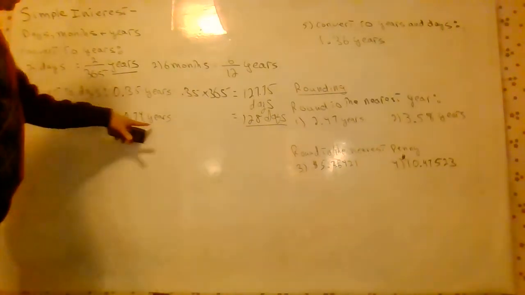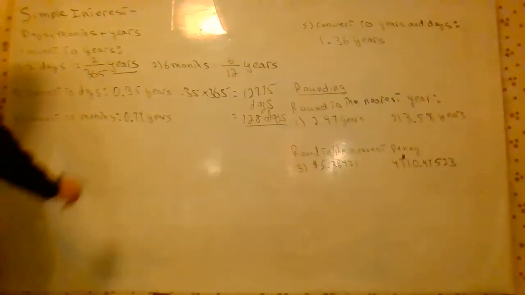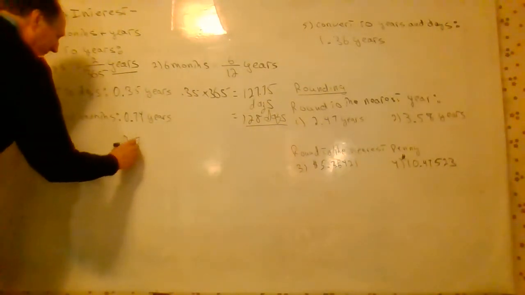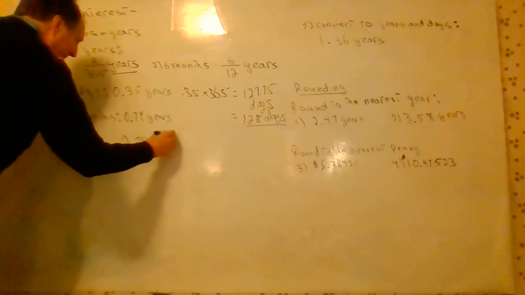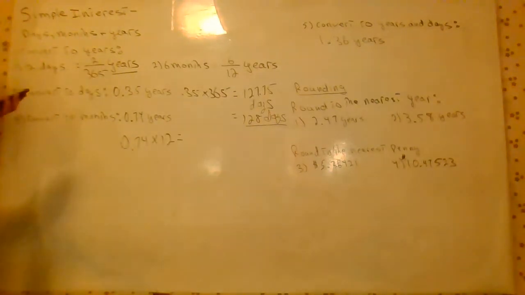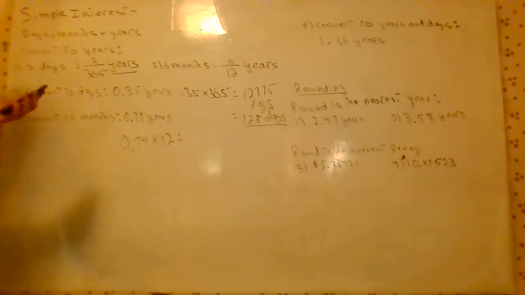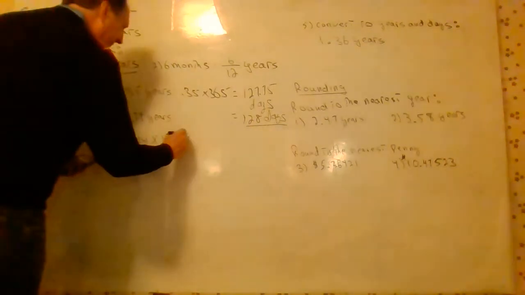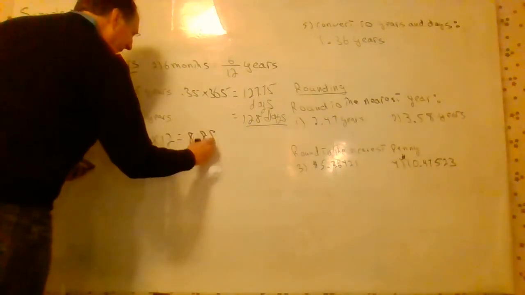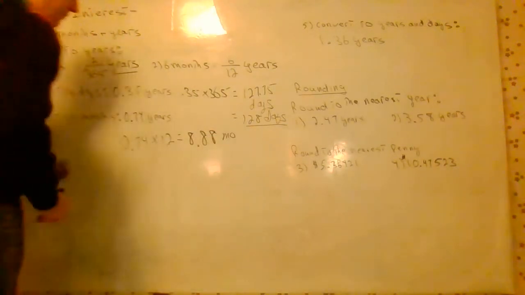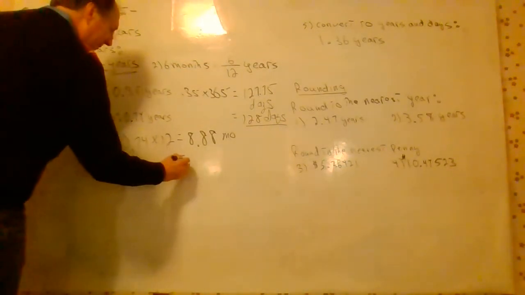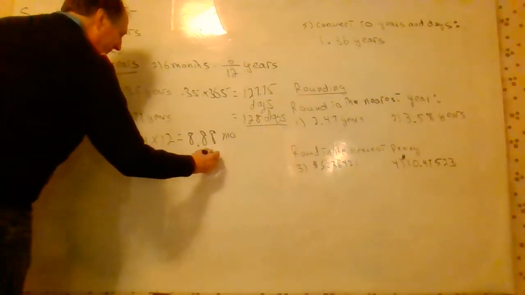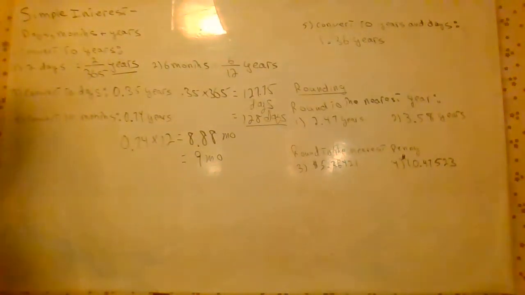Now we want to convert years to months, so we're going to multiply by 12. 0.74 times 12 equals 8.88 months. MO is a good abbreviation for months, which will round to 9 months. So, a fairly simple procedure.